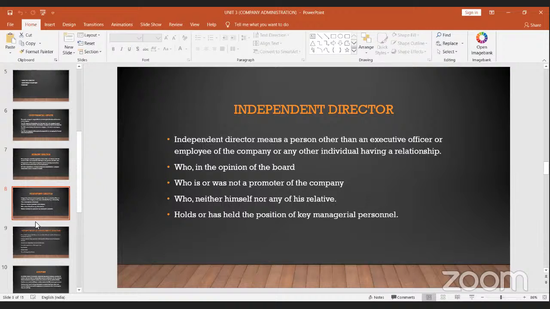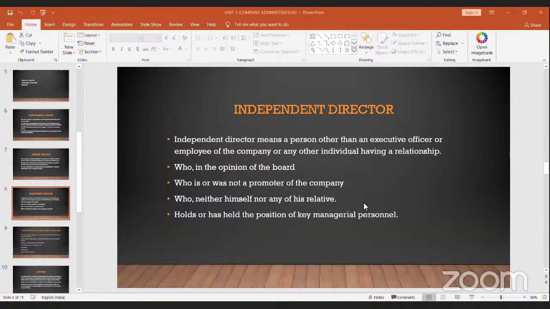Students, who is a promoter? Sir, promoter is a person who brings the company into existence. That's it. Good. So the promoter cannot be an independent director. And that is one of the criteria.